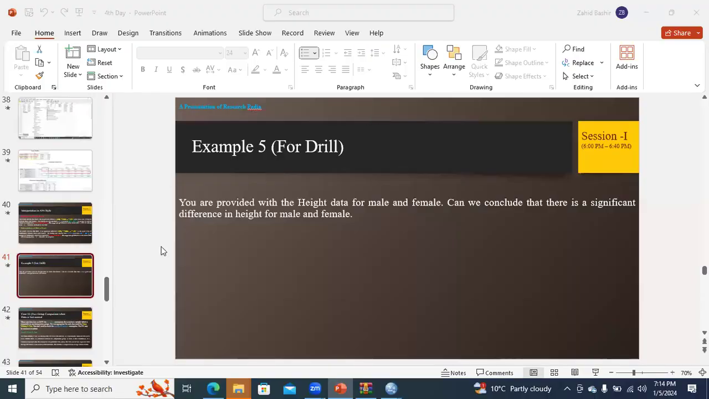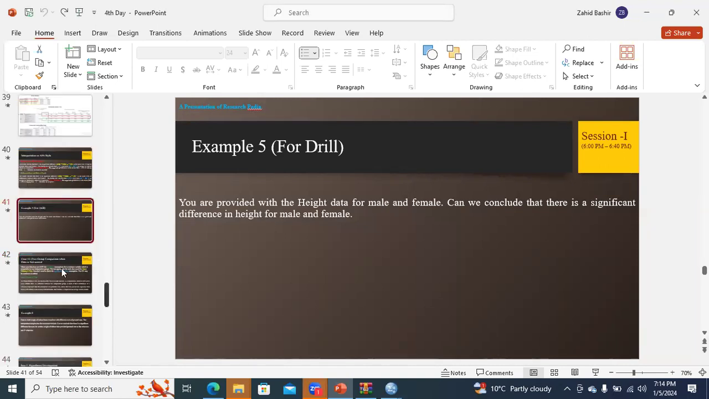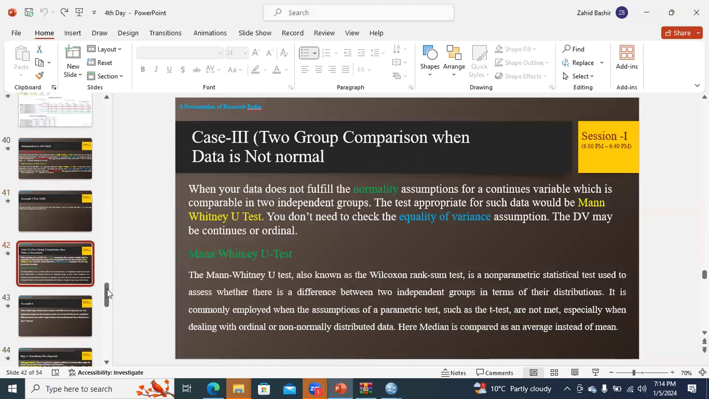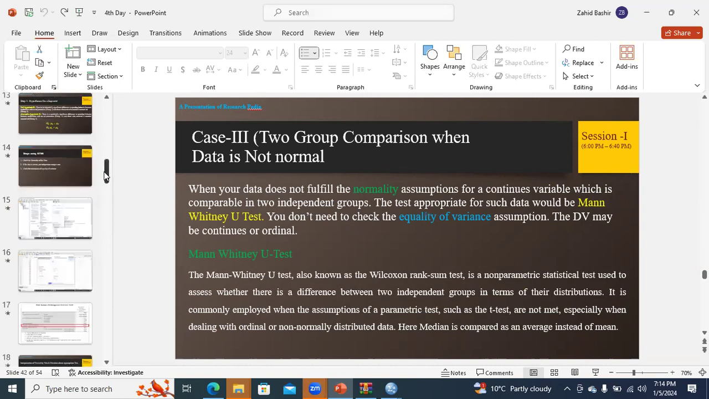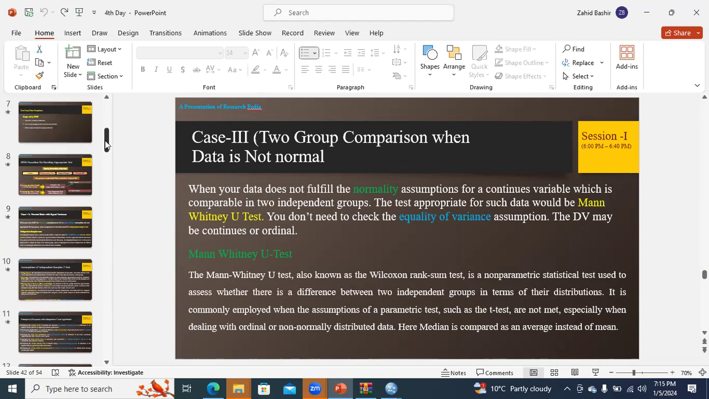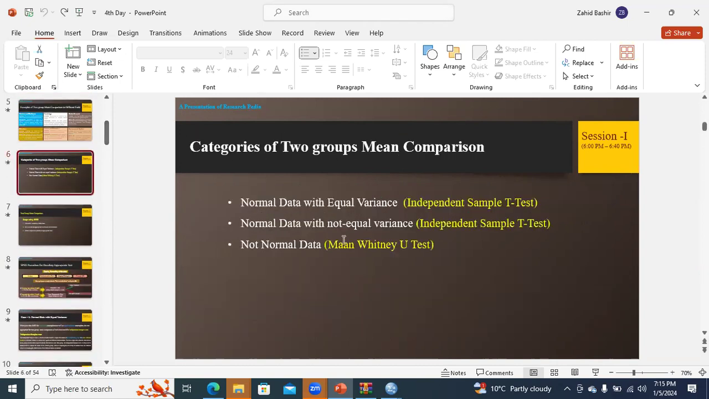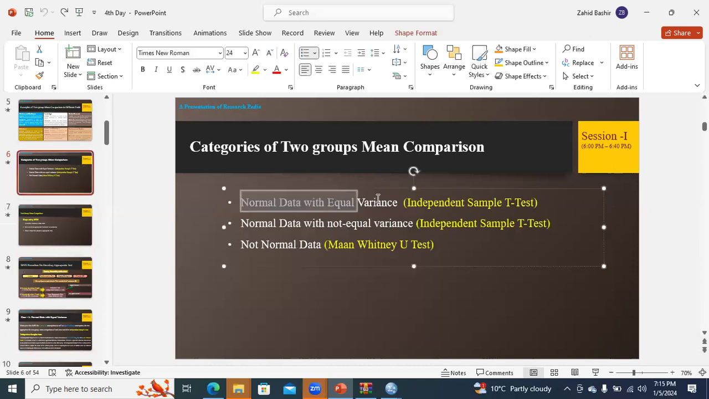All right. After example number 5, we may proceed to case number 3. I have told you that there are 3 cases in this scenario. In two group comparison, there are 3 scenarios. At the start, I let you know about it. If you can see again, yes, this is the slide. I told you that there may be normal data with equal variance. The second case was normal data with unequal variance.